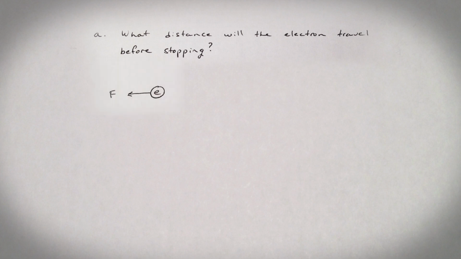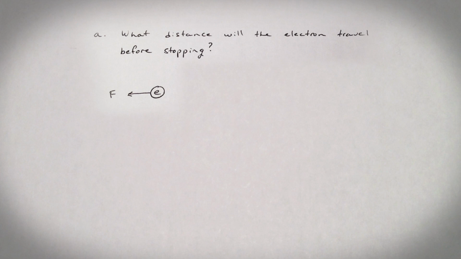The reason the electron is going to stop is because electrons move in the opposite direction as electric fields. The electron has an initial speed to the right, but the electric field will start accelerating it to the left, as seen by the force diagram.